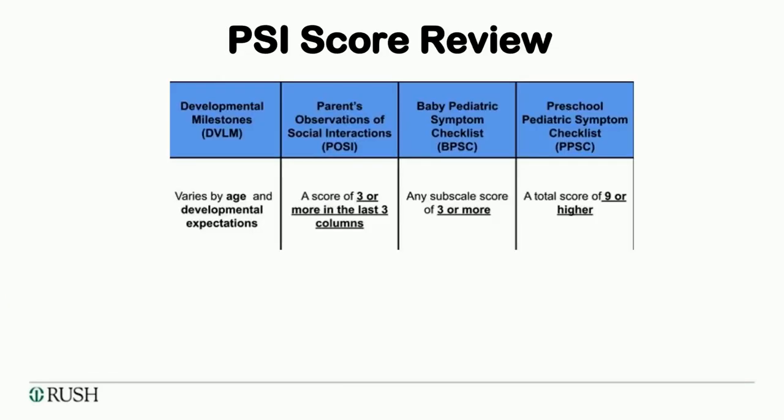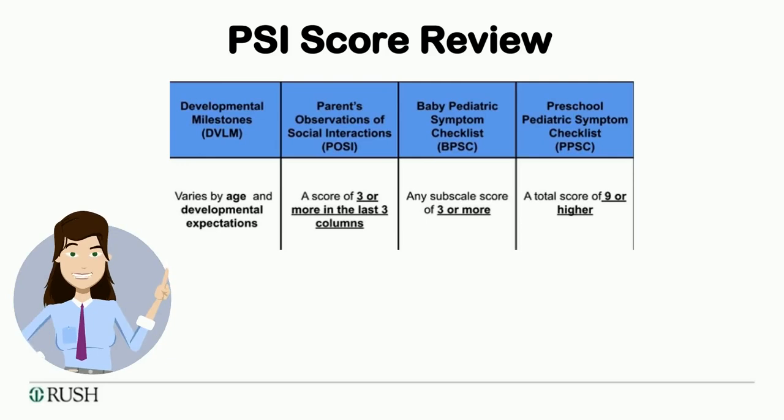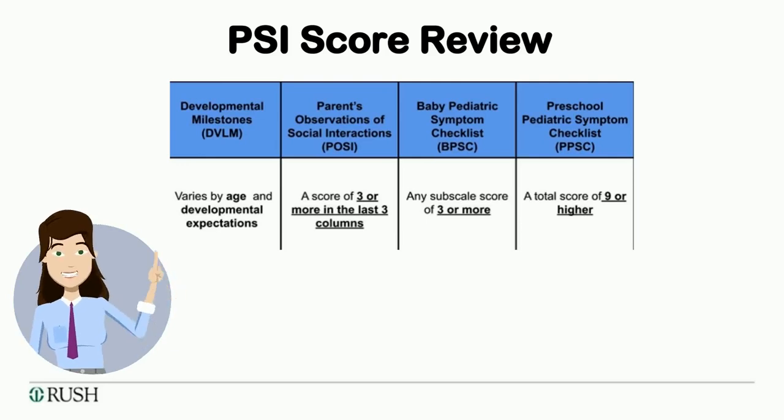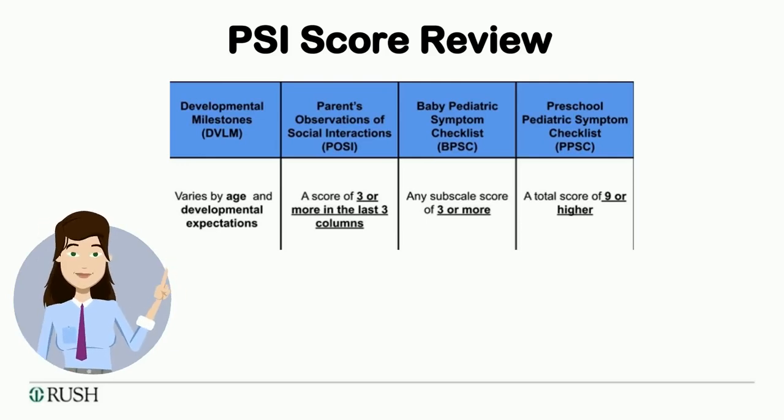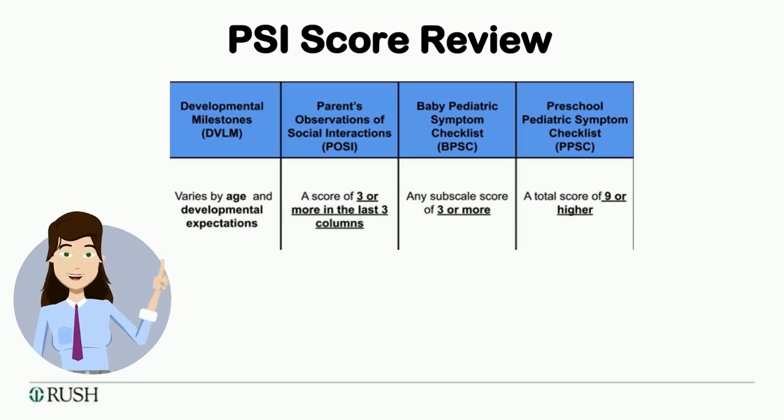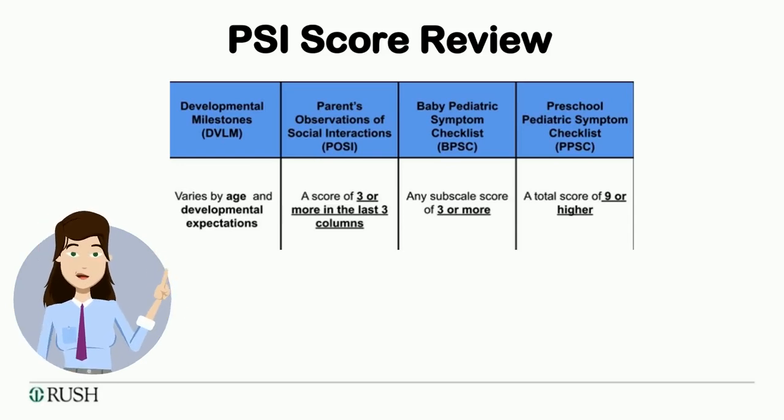Now that you know how to score the SWYC modules, let's take a moment to review the positive indicators, or PSIs. The PSI for developmental milestones varies by age, as we have different developmental expectations based on the child's age. You can use resources like the SWYC cheat sheet or manual for support with scoring developmental milestones. The other 3 modules have specific criteria for PSIs. For the POSI, this is a score of 3 or more in the last 3 columns. For the BPSC, this is any subscale score of 3 or more.